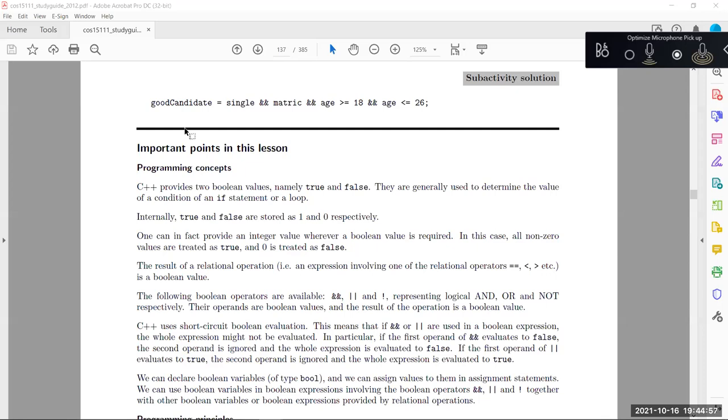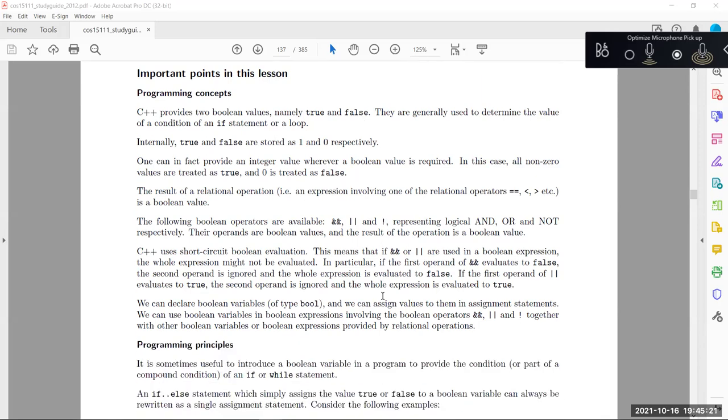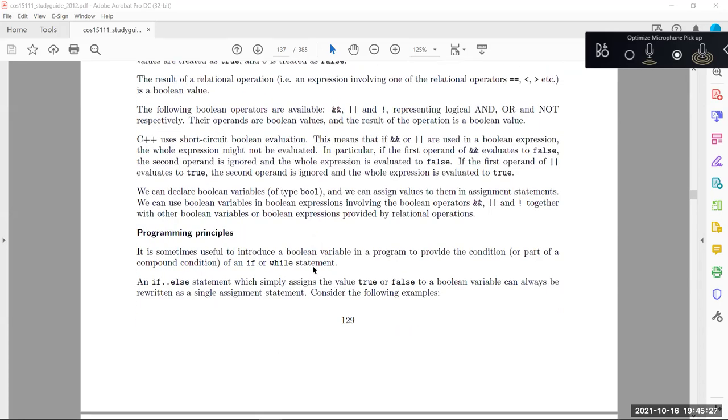C++ provides 2 Boolean values, namely true and false. They are generally used to determine the value of a condition of an if statement. So you'll read all of this. There's the talk about the relational operators: is equal to, less than, greater than. There's the and operation, the or operation, and the not operation. This means that if and are you, there we go. Read all of this.